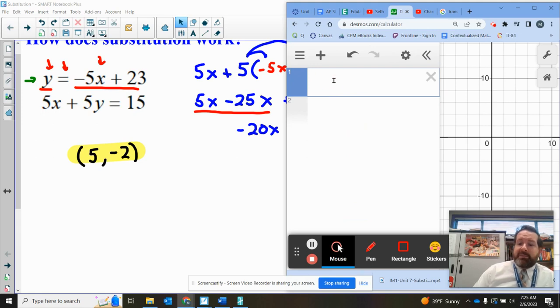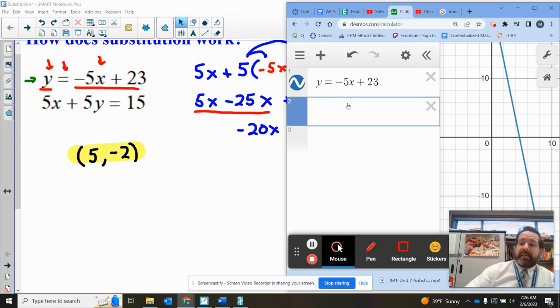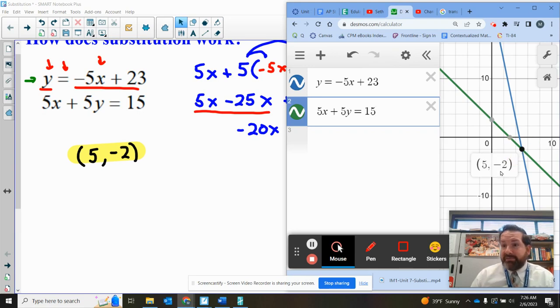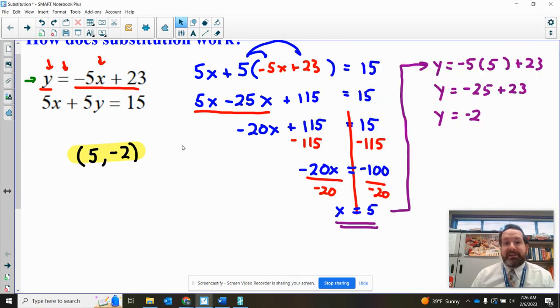So let's graph the top equation, and when you're checking your answer, always go back to the equation you started with. So y equals -5x plus 23. And then down here, 5x plus 5y equals 15. I hope these cross at the ordered pair 5, -2. And sure enough, they cross at the ordered pair of 5, -2.